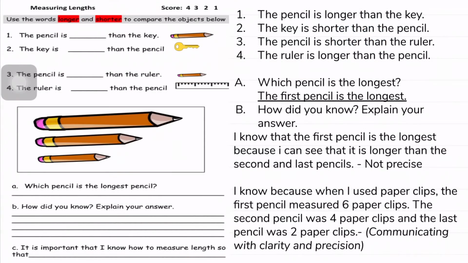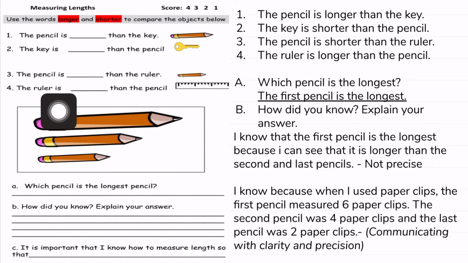Alright, so here on this worksheet, I have my answers. Use the words longer and shorter to compare the objects below. The pencil is thinner than the key. My answer here is the pencil is longer than the key. Here, the key is thinner than the pencil. My answer is the key is shorter than the pencil. Number 3, the pencil is thinner than the ruler. The pencil is shorter than the ruler. Look at this. The pencil is shorter than this, right?